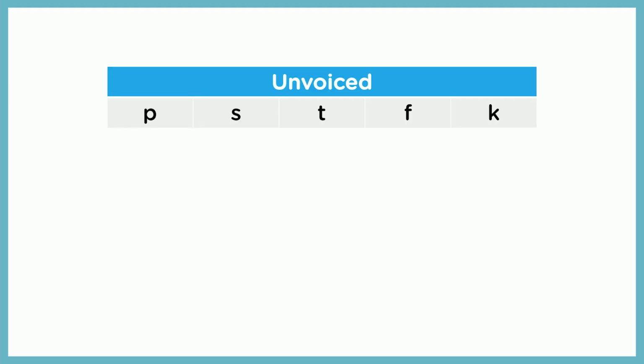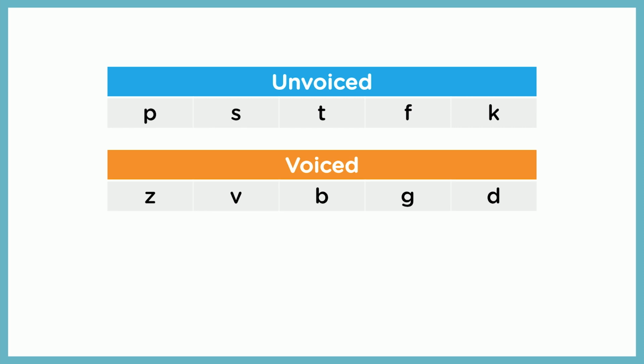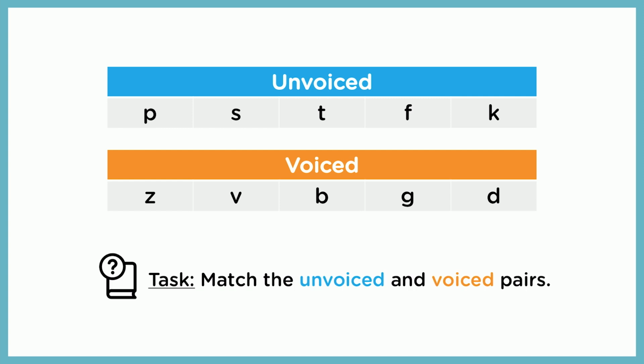Okay, so let's play a little game. These are the unvoiced sounds, which are p, s, t, f, and k. And we have voiced sounds here, z, v, b, g, and d. What I want you to do is to match the unvoiced sound with the voiced sound to make a little pair. You have 10 seconds.